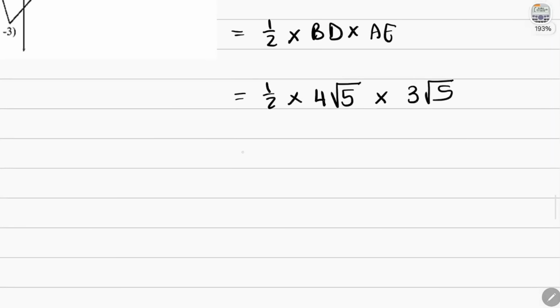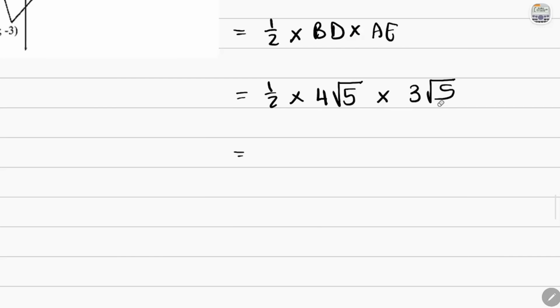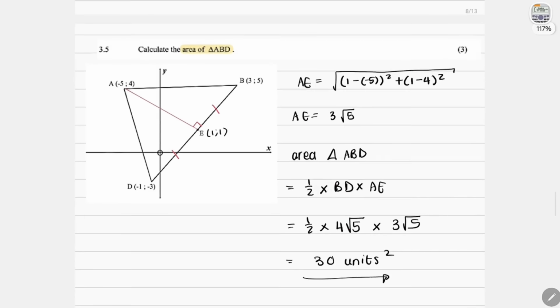Okay, we don't really need a calculator for this. You can see that root 5 and root 5, when they multiply, they really just become root 5 squared. So that breaks open. So this is just 4 times 3, which is 12. So 12 times 5, and then times a half. A half of 12 is 6. So this is really 6 times 5, which is 30. Okay, so 30 units squared. And that is our answer. And that is it for that question.